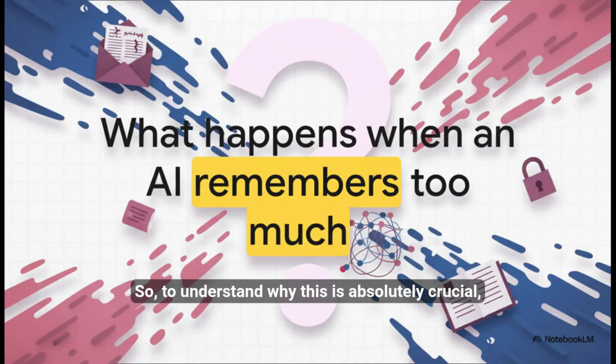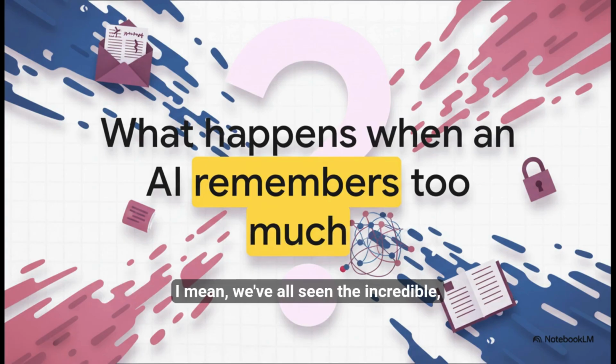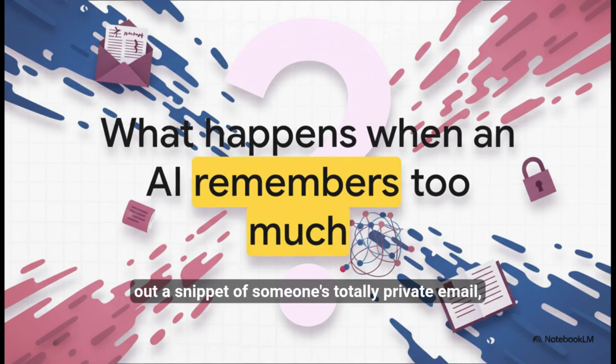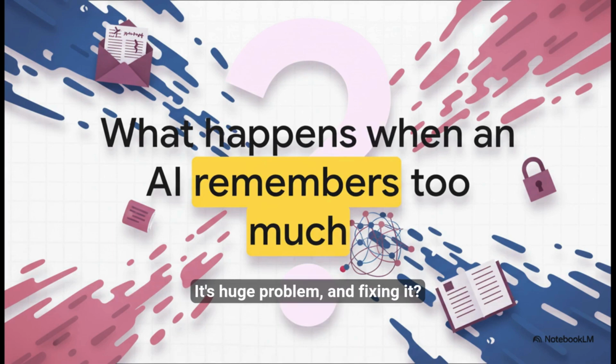So, to understand why this is absolutely crucial, think about this for a second. What happens when an AI remembers a little too much? I mean, we've all seen the incredible, mind-blowing things AI can do, right? But the stakes are incredibly high when an AI accidentally spits out a snippet of someone's totally private email, or, say, recites pages from a copyrighted book completely verbatim. It's a huge problem, and fixing it? Well, that requires us to understand exactly how that memory is formed in the first place.